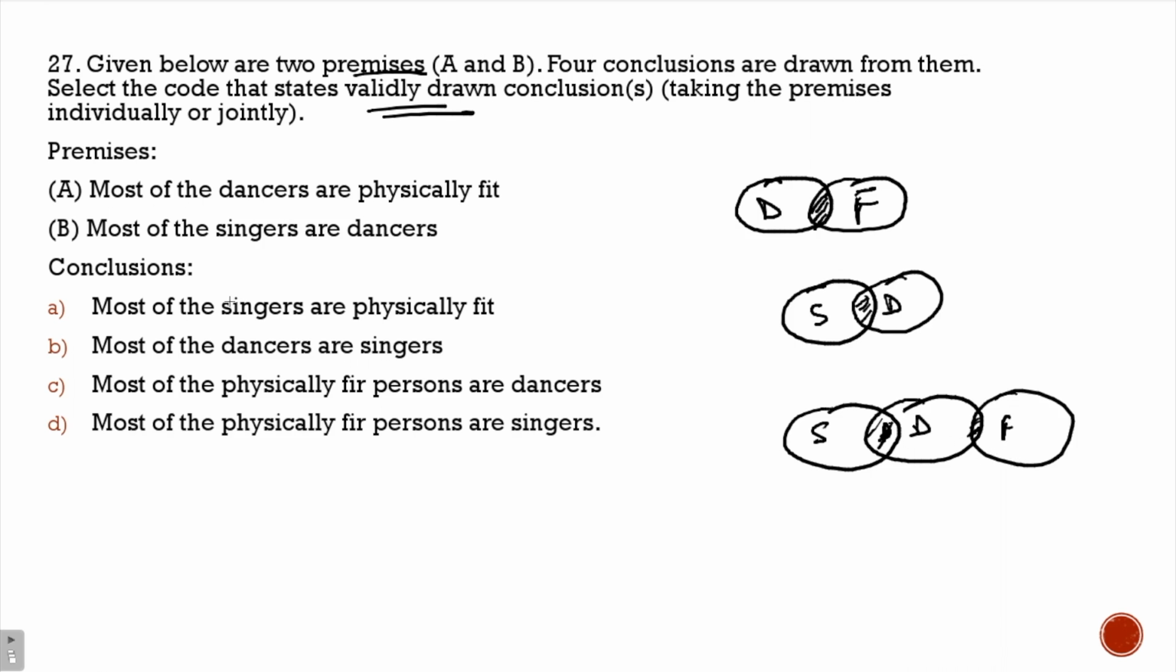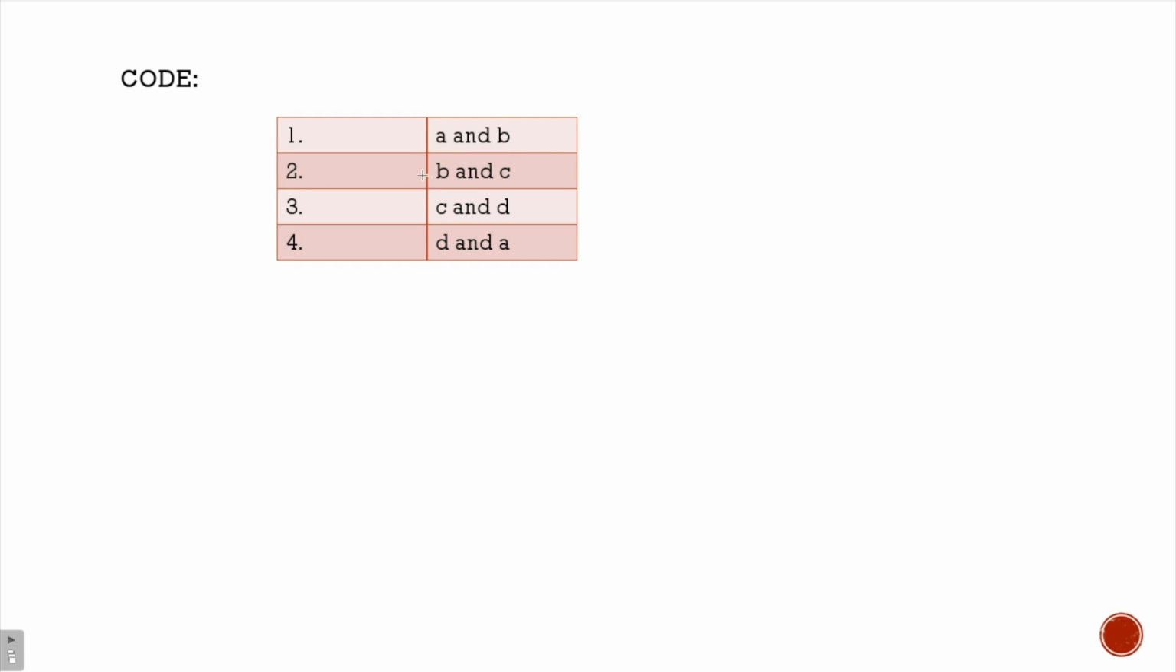Now the conclusions are most of the singers are physically fit. This cannot be drawn here because here none of the singer is physically fit, therefore this is incorrect. Most of the dancers are singers. This is correct. Most of the physically fit persons are dancers. This is also correct. Most of the physically fit persons are singers. Again, there is no connection between physically fit persons and singers. This is also incorrect. So the answer is B and C. In B and C, we have option number 2. So the correct option here is option number 2, B and C.